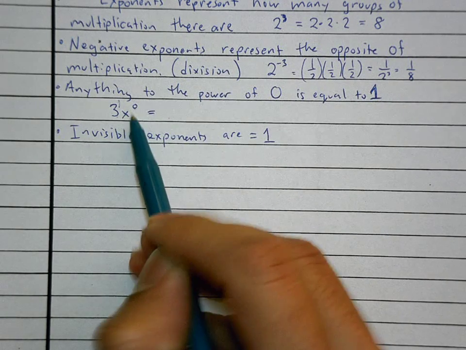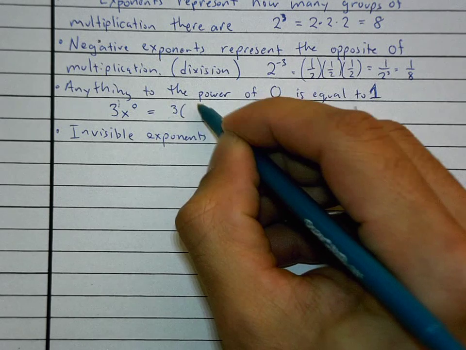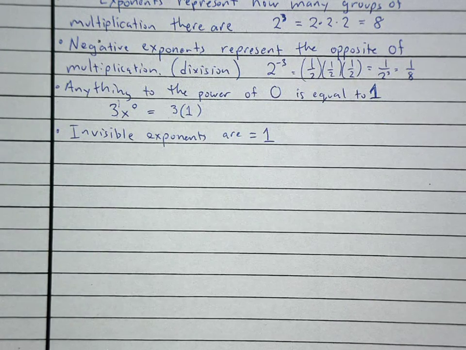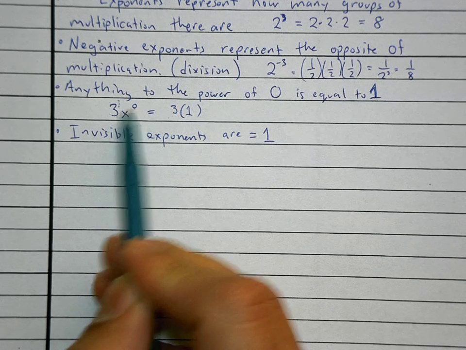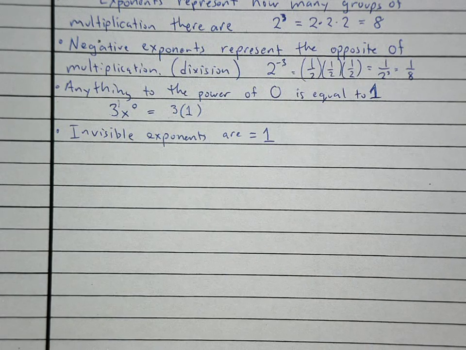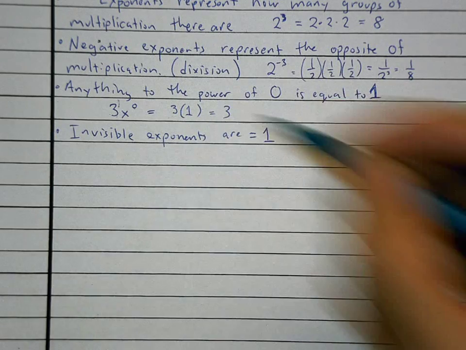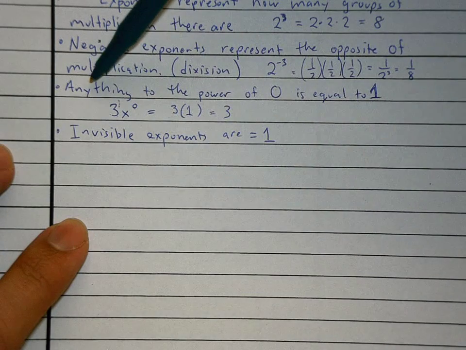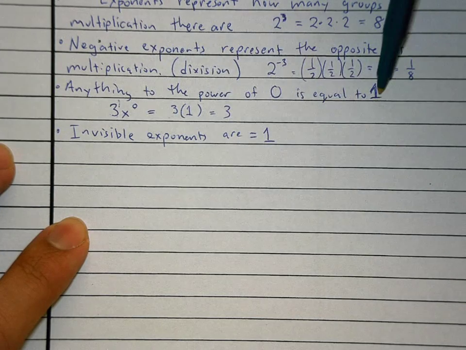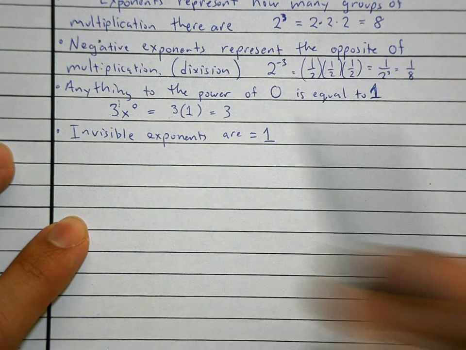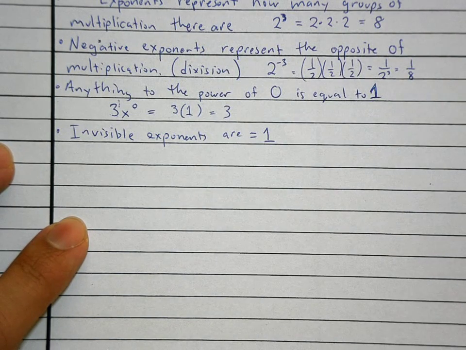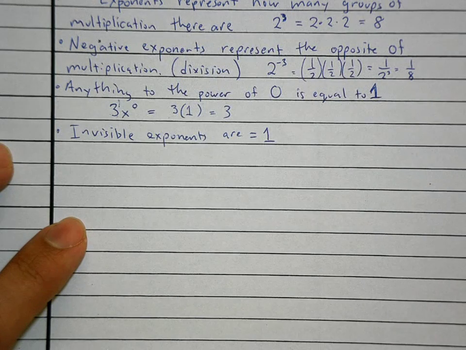X to the 0. What is x to the 0? 1. And what are we doing with the 3? The 3 is multiplying that x to the 0. 3 is multiplying the 1. And what is 3 times 1? Just because I have this rule, anything to the power of 0 is equal to 1, does not mean that your answers will always equal 1. Sometimes they might be 3. Sometimes they might be negative 3. Sometimes they might be negative 1. It just depends on how the problem is written.